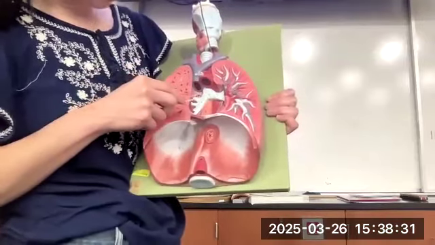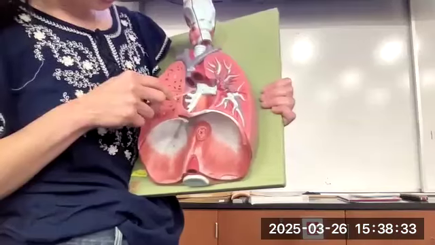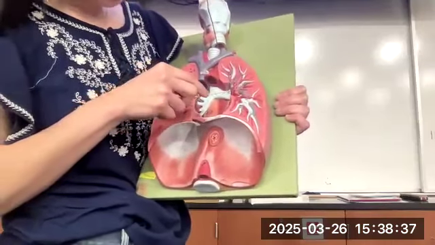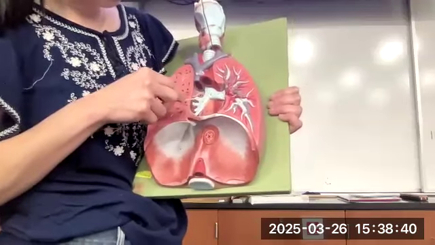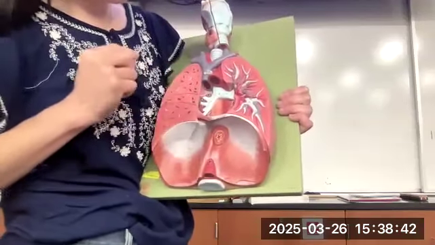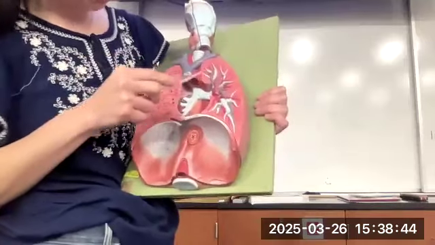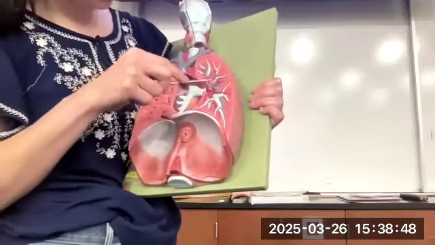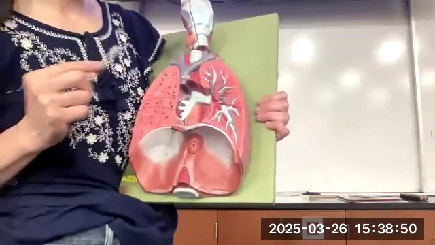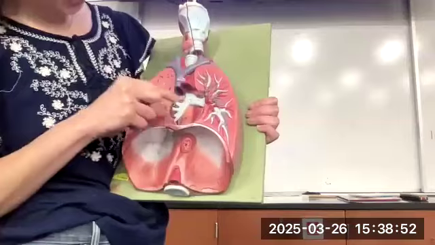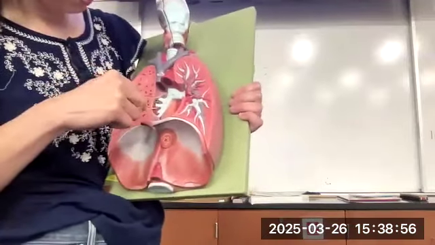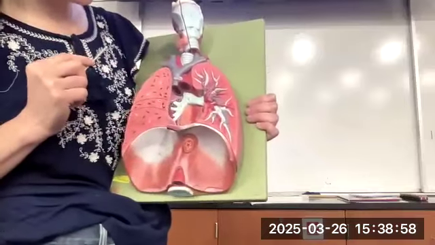Left main bronchus, right main bronchus. Lobar or secondary bronchi, 2 on the left, 3 on the right. And then you also have your tertiary bronchi. Remember, these blue ones are the pulmonary arteries. The red ones are the pulmonary veins.